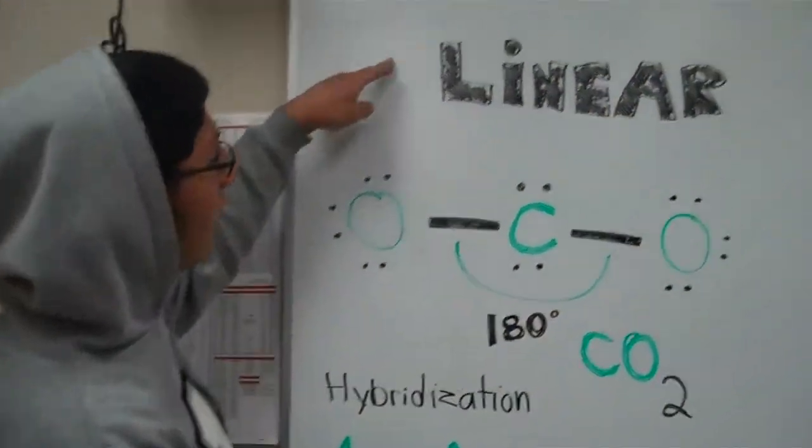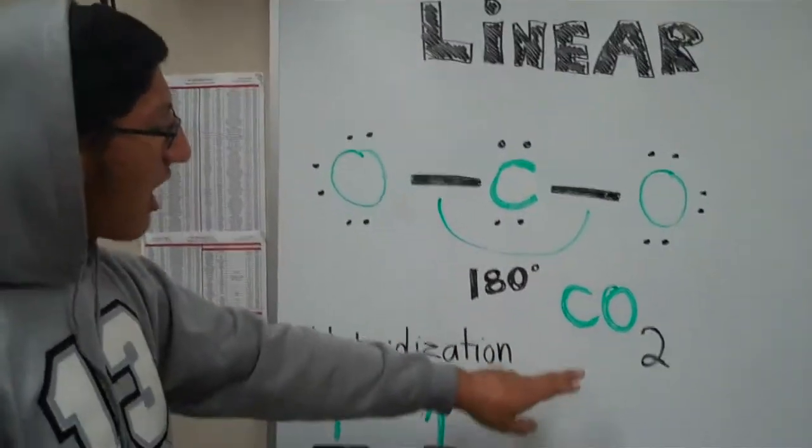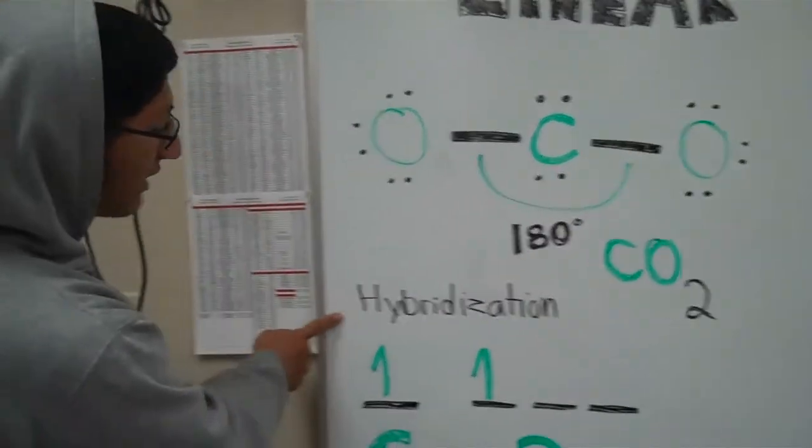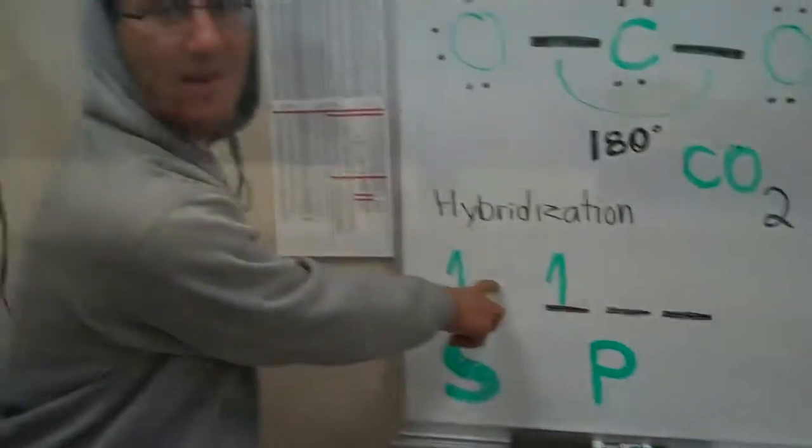Our first molecular shape is linear. Common compound for it is CO2. It has a 180-degree angle. Its hybridization is sp, which means it has two upspins.